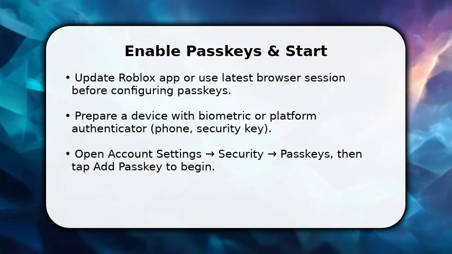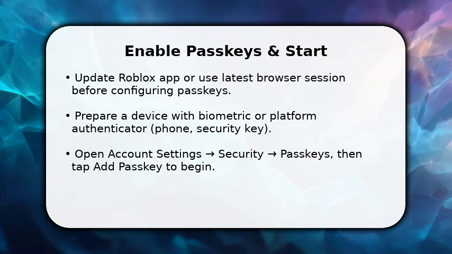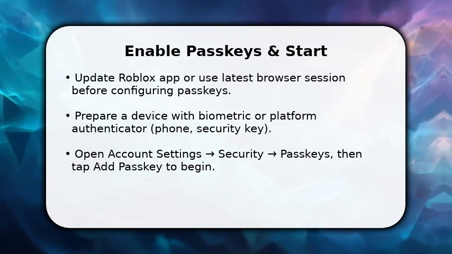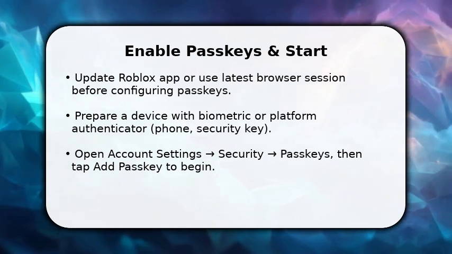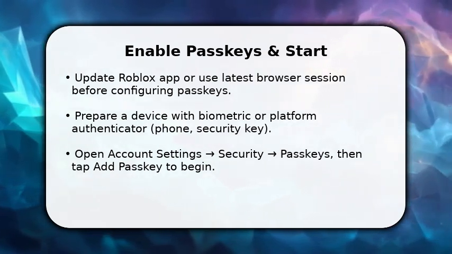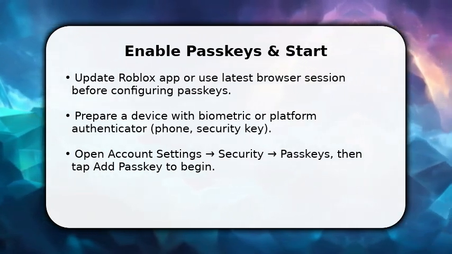Enjoy the video. You begin by enabling passkeys on the account and preparing a compatible device. Once done, open Roblox account settings and go straight to security, then passkeys. Make sure your phone or hardware authenticator is unlocked and has biometrics or PIN ready. This is what generates the private credential.